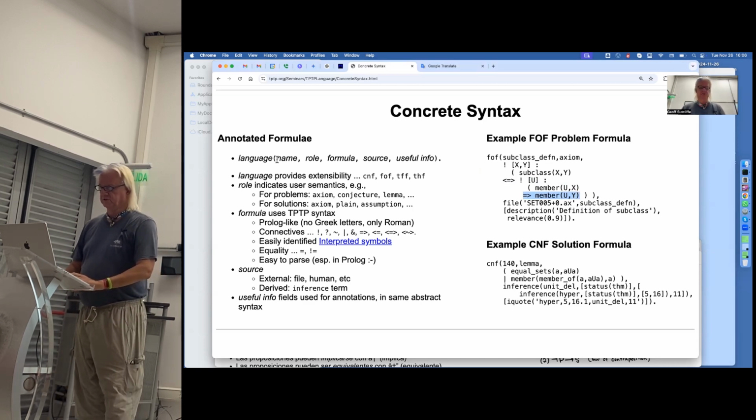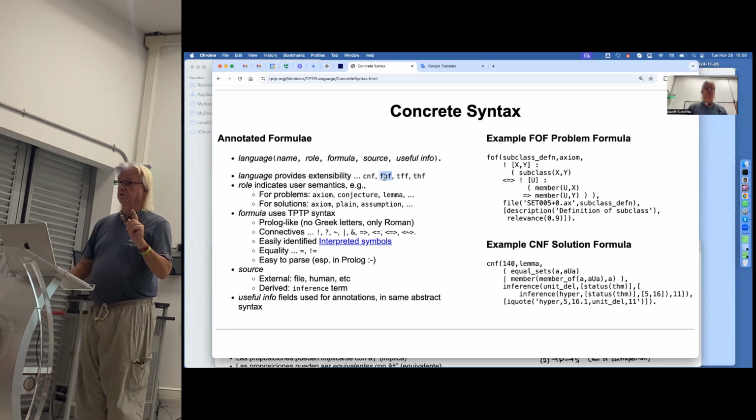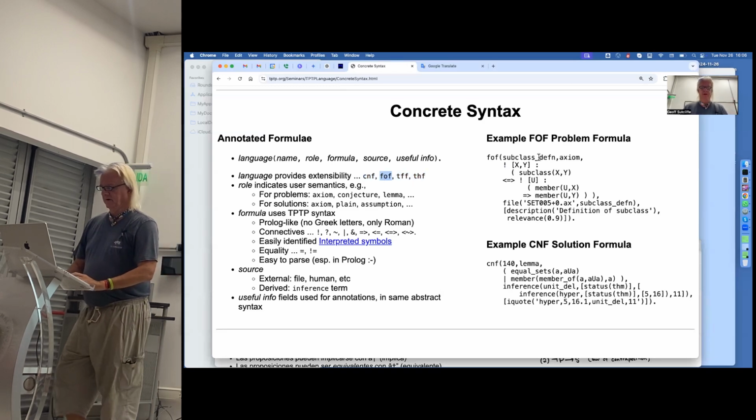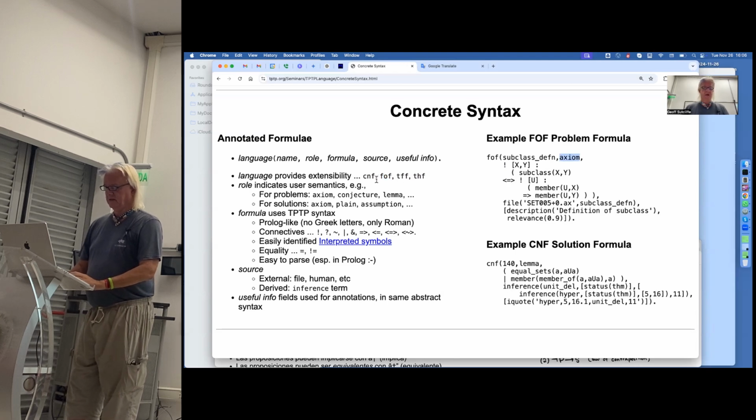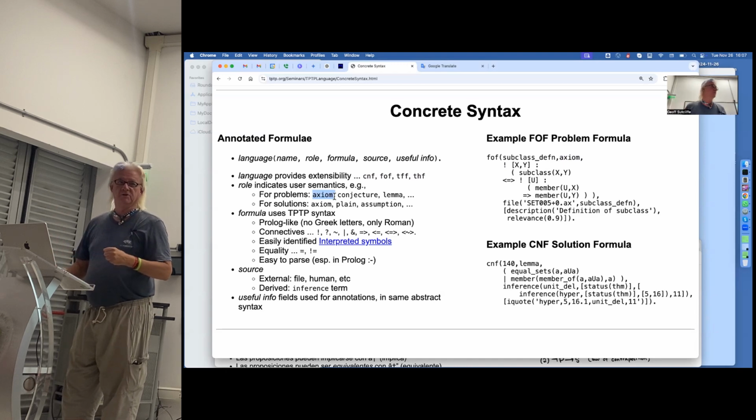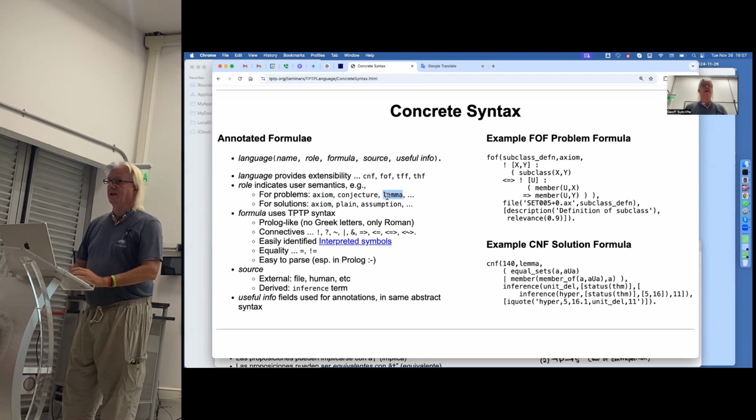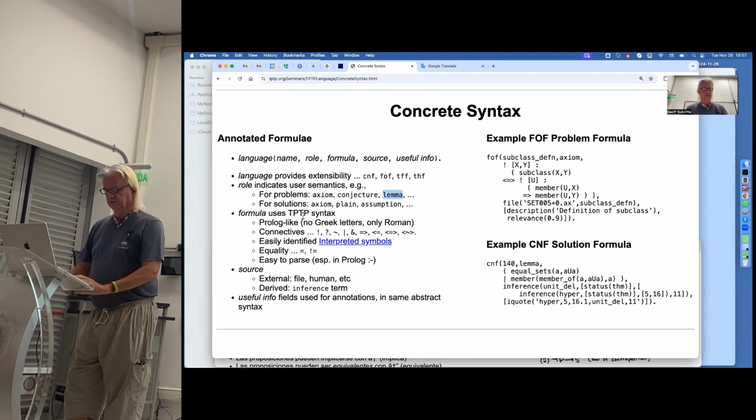This is the general structure of one of these formulae. It has a language. At the moment, we have 4 languages. Today, we will just use the first order logic language. The second thing is the role. It tells us, is it an axiom, part of the world? Is it the conjecture, the thing to prove? Or is it something else, a lemma, an important sub-result? We're not going to do those.